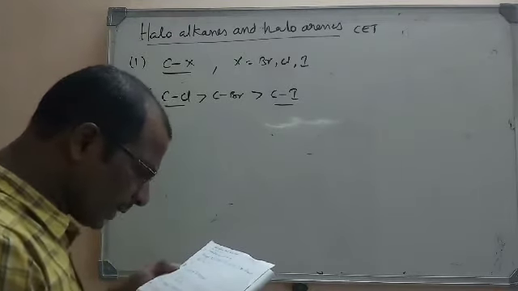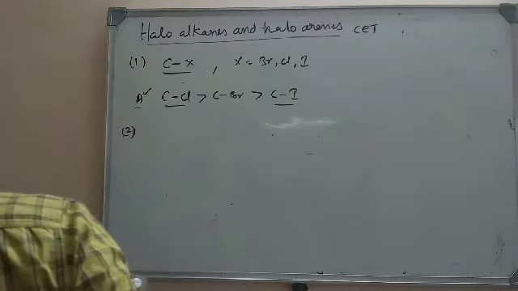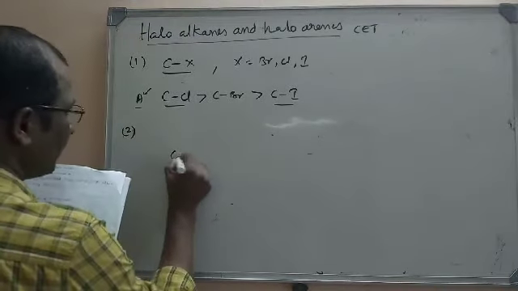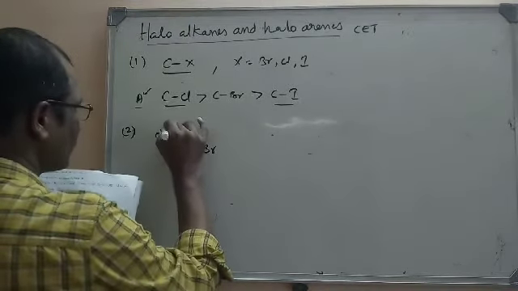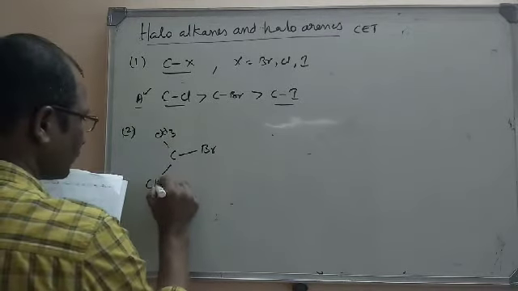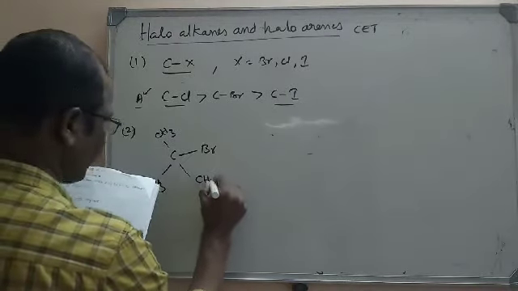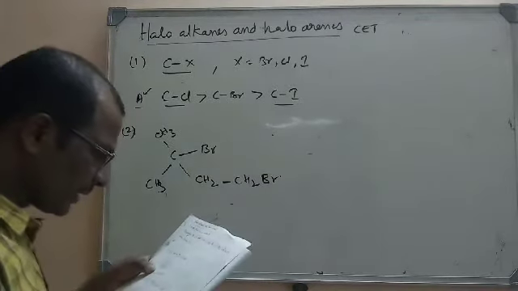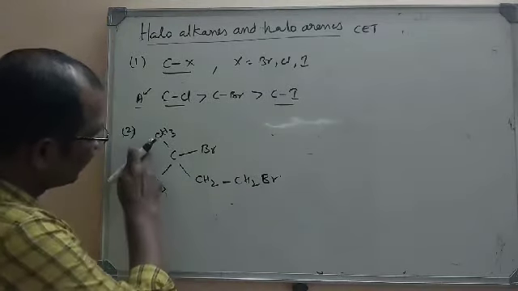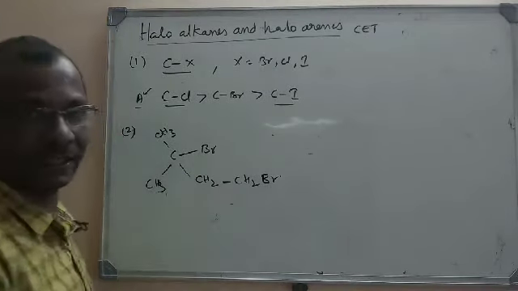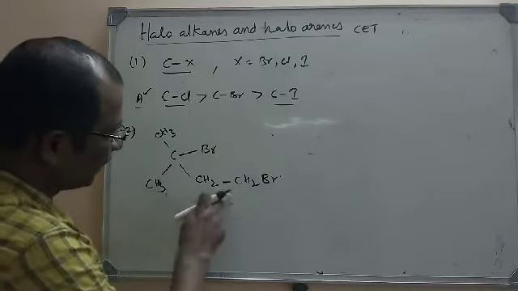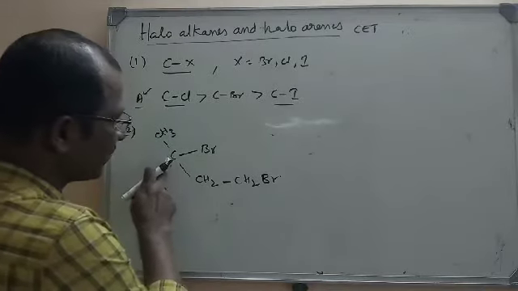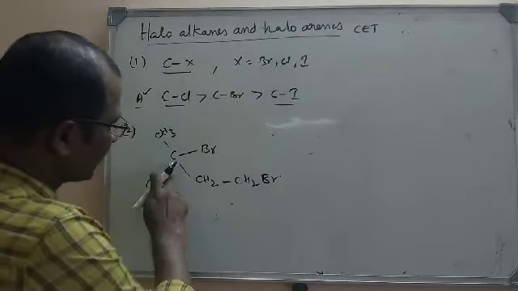The IUPAC name of the compound. Here one compound is given, for that we have to give the IUPAC name. So I will write the structure given here. So this is the compound given here. What is the IUPAC name of the compound? We have to select the parent chain, the longest chain. This is the longest chain that has 1, 2, 3, 4 carbons, and bromine is there on the first carbon and third carbon.